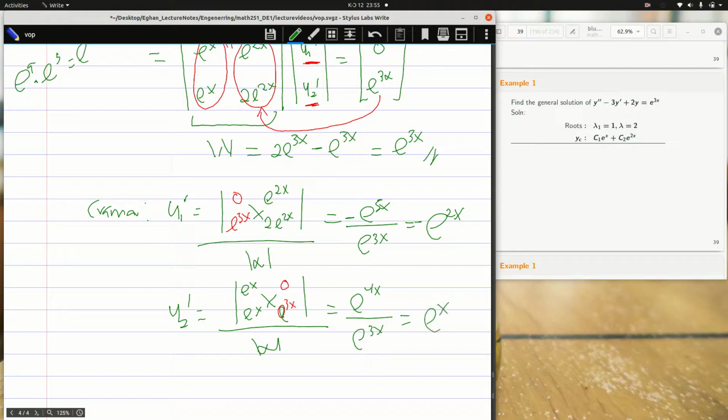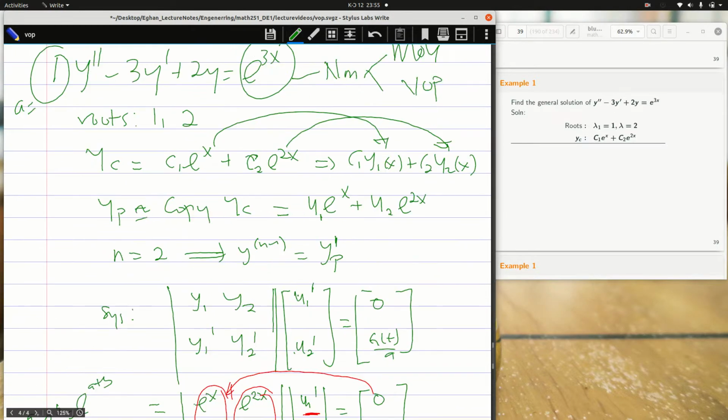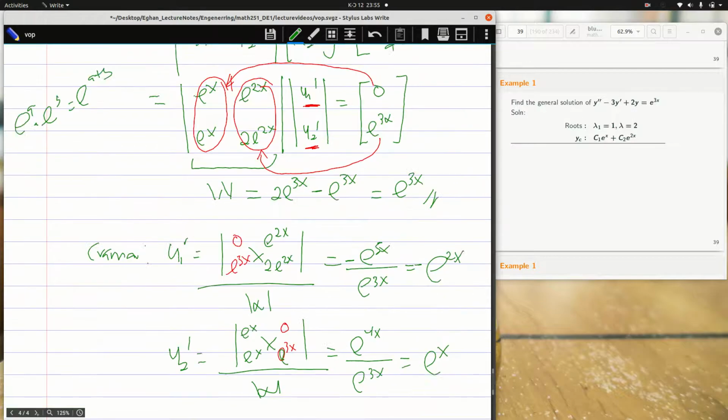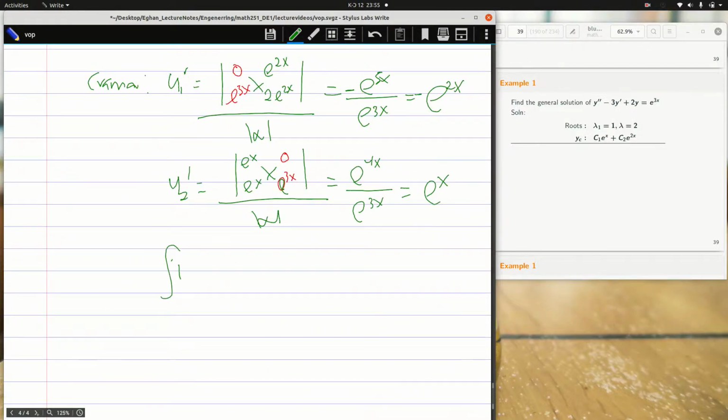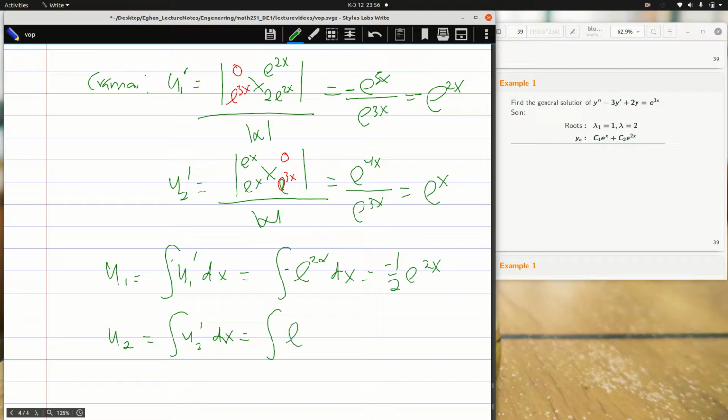Now don't forget that our yp is in u1 and then u2, so it means I have to integrate the u1 term, and that will be the integral of negative 2x dx. This is integration, it's no more derivative, so I simply get this as my answer. The same way, u2 will be the integral of the derivative u2 prime, and so I get the integral of that is simply this. I hope I'm correct with the integration.